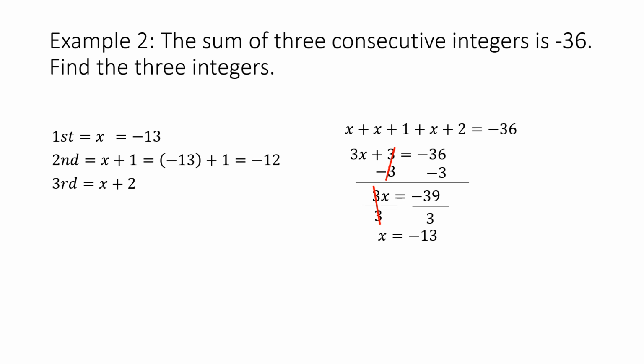So I'm going to have negative 13 plus 1, that's going to equal negative 12. And then I'm going to do the same thing for my third integer. I'm going to take negative 13 and substitute it in for x. So I'll have negative 13 plus 2, which is equal to negative 11. So my three consecutive integers that have a sum of negative 36 are negative 13, negative 12, and negative 11.